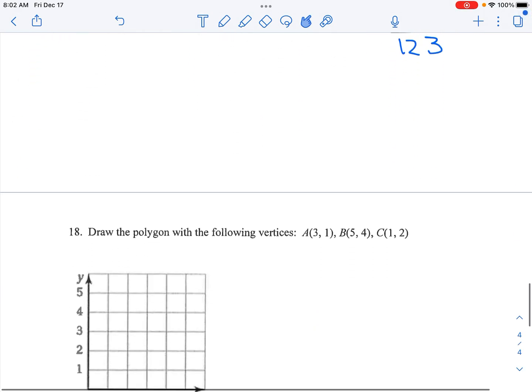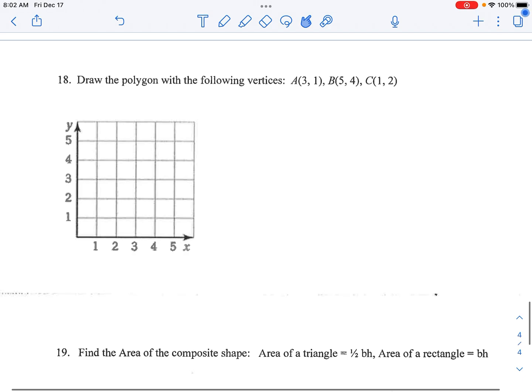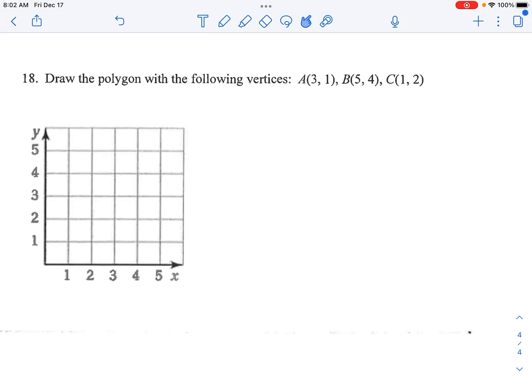All right, 2 more, we're almost there. Draw the polygon with the following vertices. So we talked about this a few weeks ago on our bell work. The first coordinate is always your x coordinate. The second is your y. The first is your x, the second is your y.